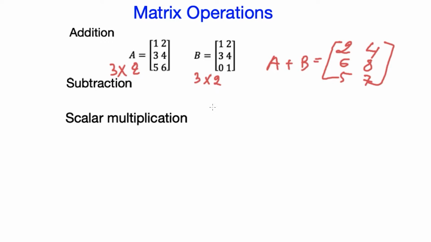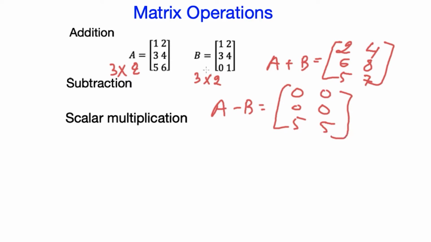Then A minus B will equal 1 minus 1, which is 0, 2 minus 2, which is 0, 3 minus 3, which is 0 also, and 4 minus 4 also is 0, and 5 minus 0 is 5, and 6 minus 1, which is 5 too. So this is how we compute the subtraction of two matrices. They also must have the same size. To be able to do subtraction for two matrices, they must have the same size.